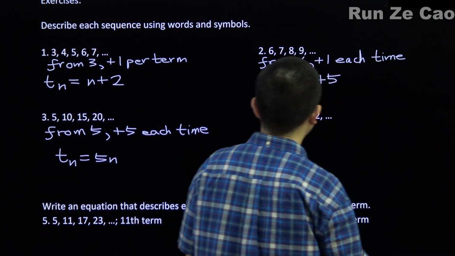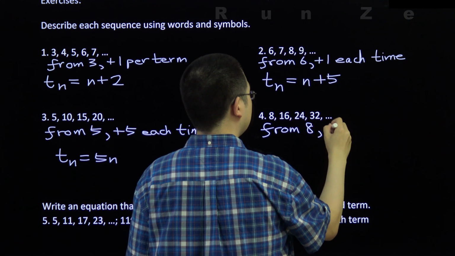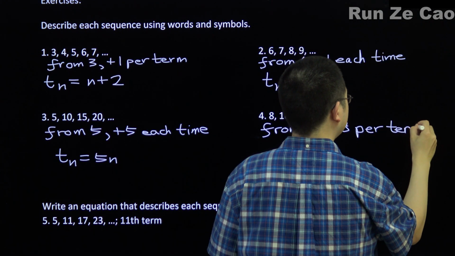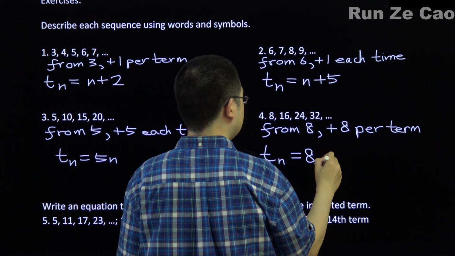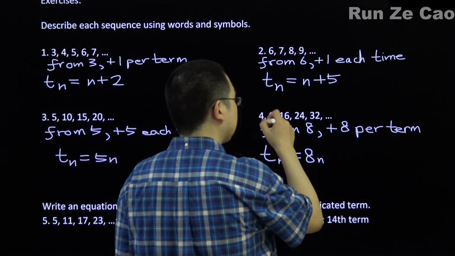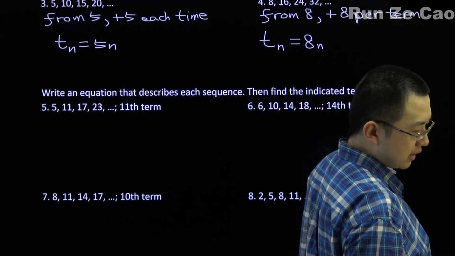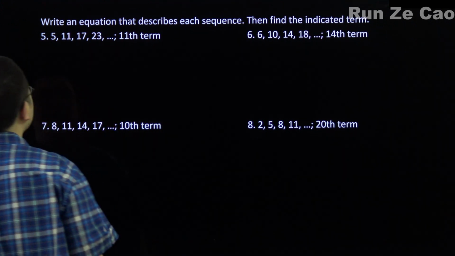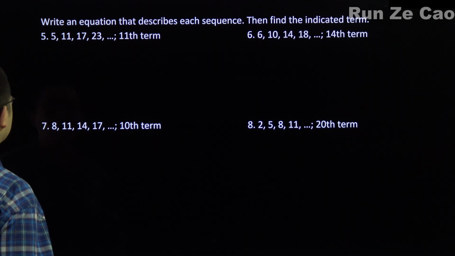8, 16, 24, 32, well, that's from 8. 8 plus 8 per term. The general term is 8n. And then, well, we don't need to add anything because it works already. Write an equation that describes each sequence, then find the indicated term. 5, 11, 17, 23, up to the 11th term.